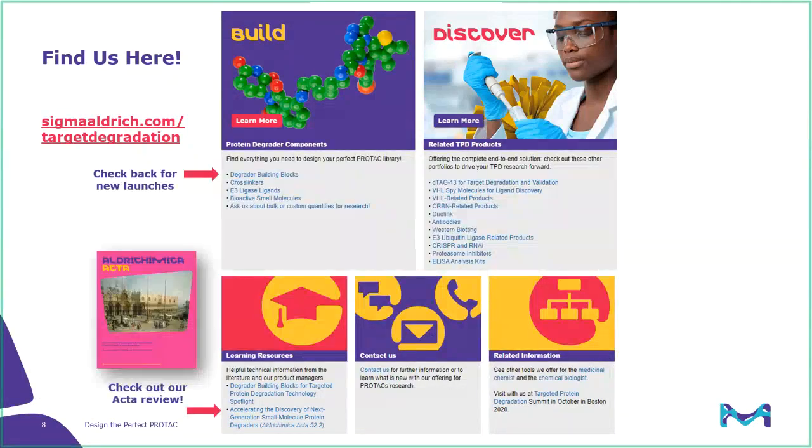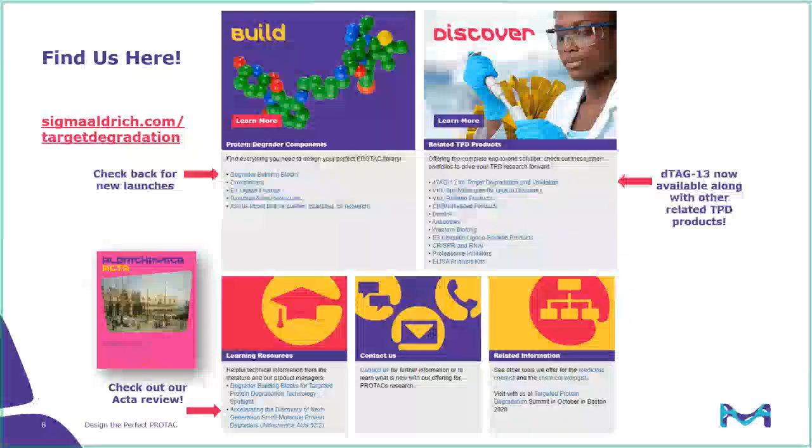We have a new review in the Chimica Acta that discusses the development of small molecule degraders. We have a listing of related products, and one of our newest launches is the dTAG-13 probe, which is extremely helpful for protein knockdown experiments in biology.